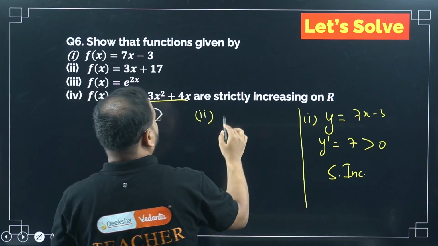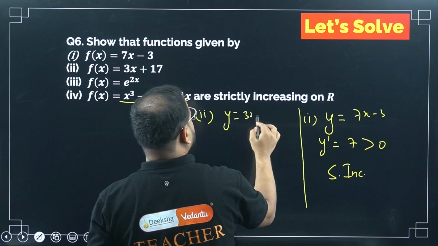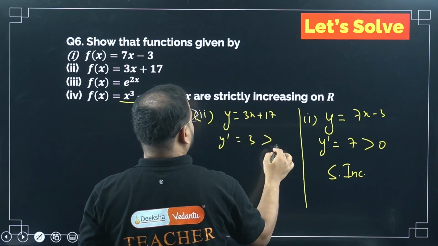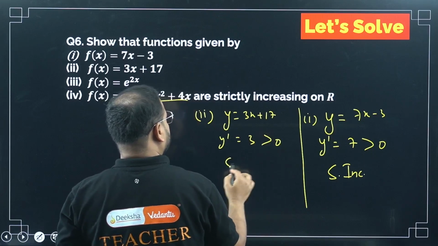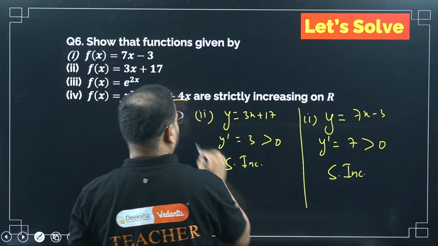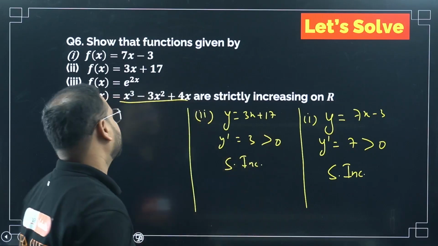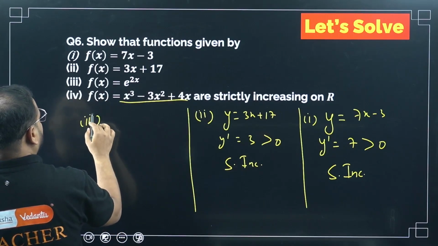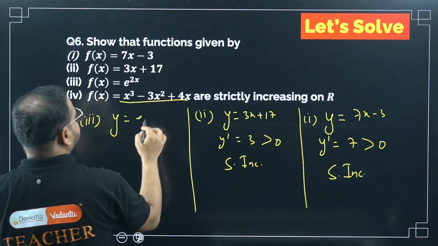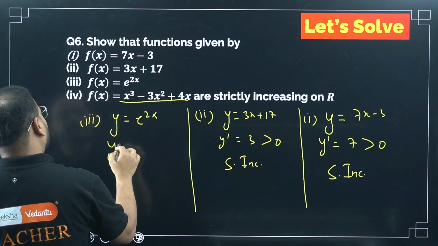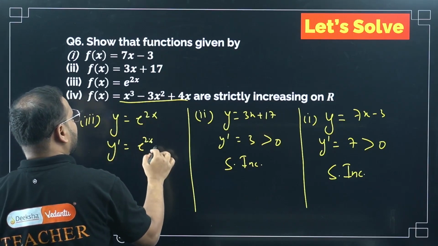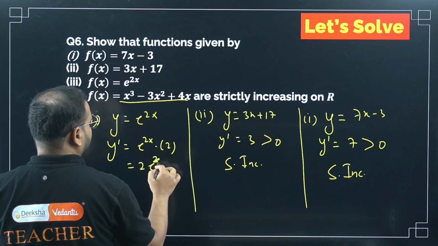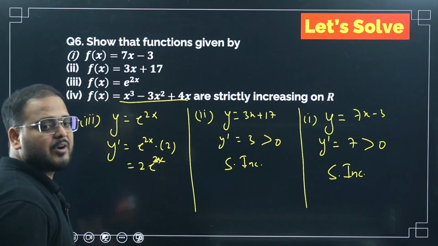Second function, same thing again. y equals 3x plus 17. What is y dash? Simply 3, greater than 0. So it is strictly increasing for all real numbers. Third one: exponential function, y equals e power 2x. What is my y dash? y dash is going to be e power 2x times 2, that is 2 times e power 2x.